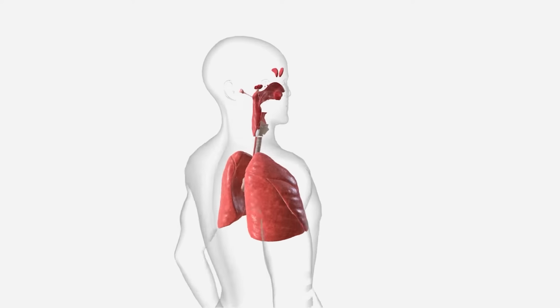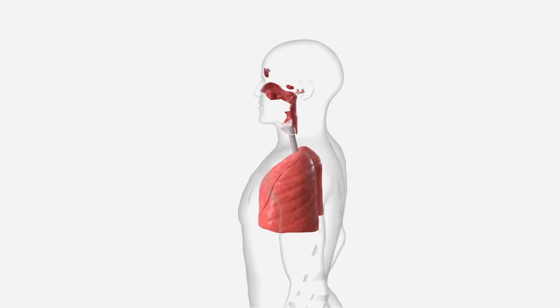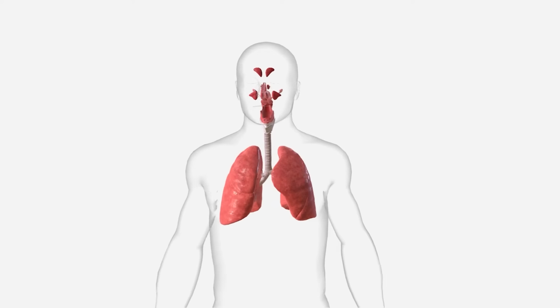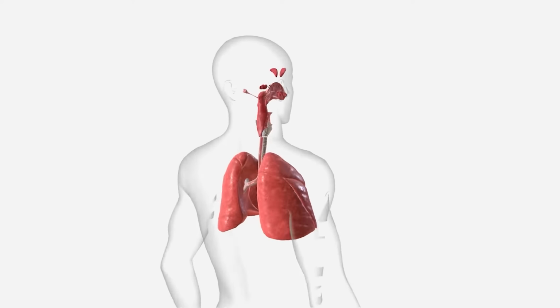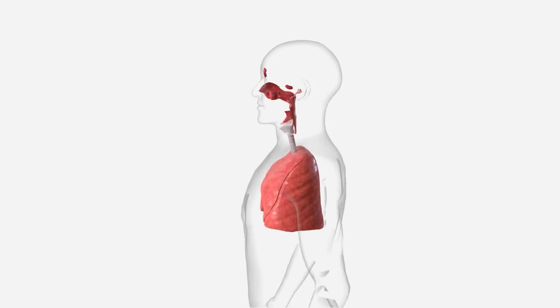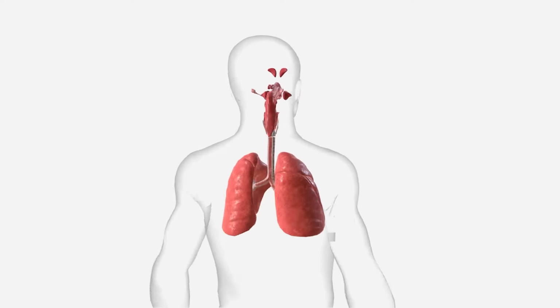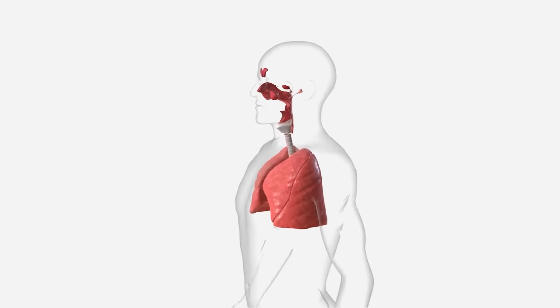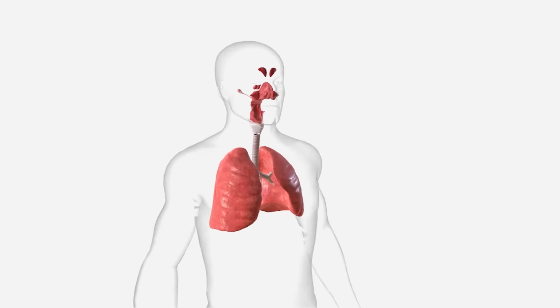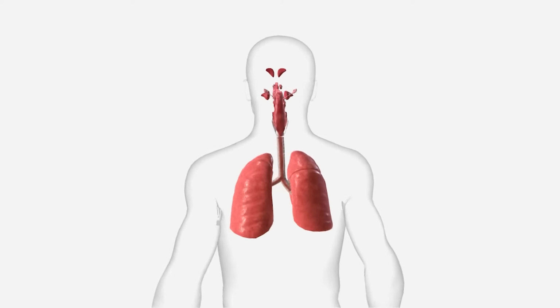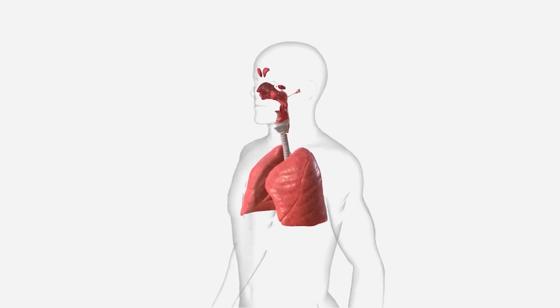Other structures of the respiratory system include the bronchi and bronchioles, which are tubes that branch off from the trachea and carry air to the alveoli, and the diaphragm, which is a sheet of muscle that separates the chest and abdomen and helps with breathing. The respiratory system plays a vital role in maintaining the body's oxygen supply and removing waste products.